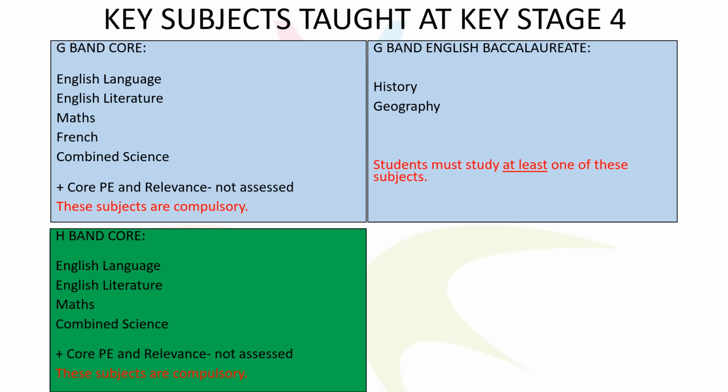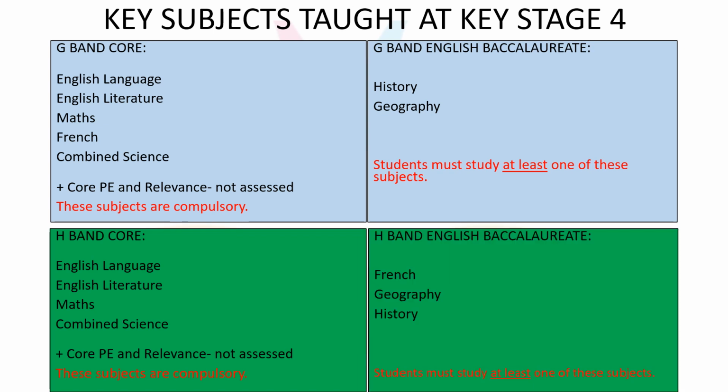Then on to the H band, which is green on the screen here, and the compulsory subjects in the H band are English language, English literature and maths as single GCSEs, and combined science as the double GCSE there. Like G band, you can choose triple science as one of your options as well. The difference here is that the H band do not have to do French as a compulsory subject, but you can see on the right hand side here that you can still choose French as an option.